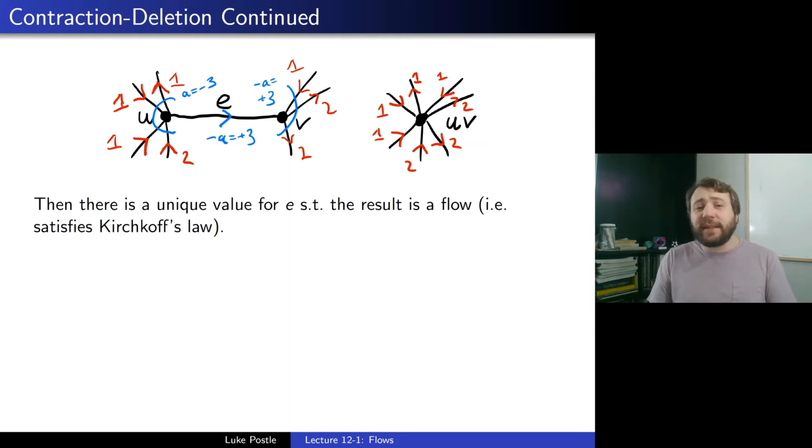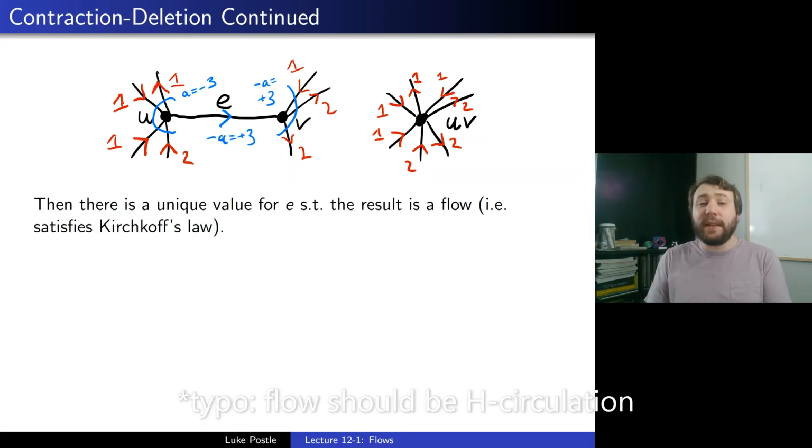So the idea is that there is a unique value for e to get the result to be a flow, to satisfy Kirchhoff's law, right? If u has 3 coming in, then v has to have 3 going out. So how can we make it so u and v have 0? We should flow that amount of flow from u to v. So here in the picture, we would send 3 from u to v. We'd orient the edge and put a 3 on it, as depicted, and now u will end up with net flow 0, and v will end up with net flow 0, and thus we'll have gotten Kirchhoff's law.